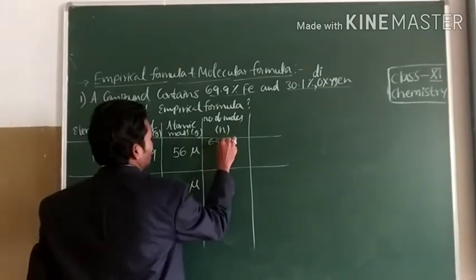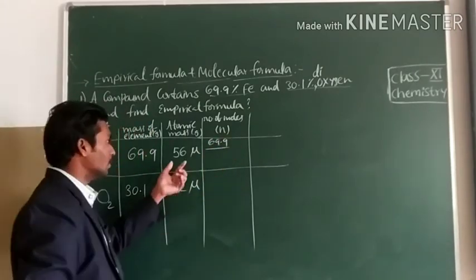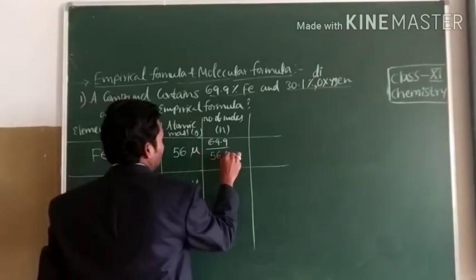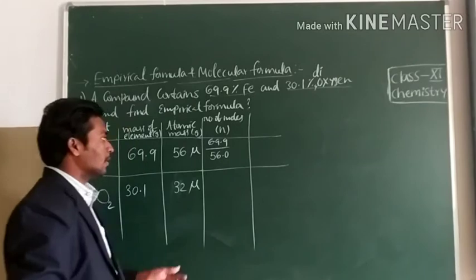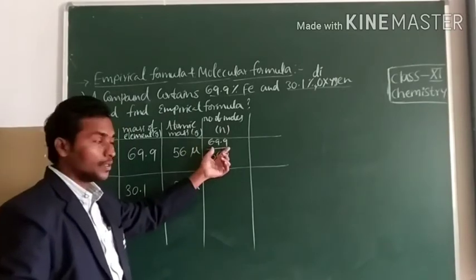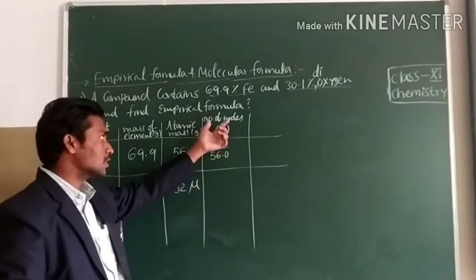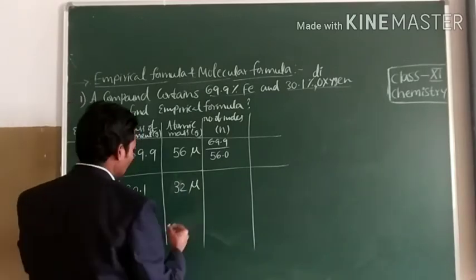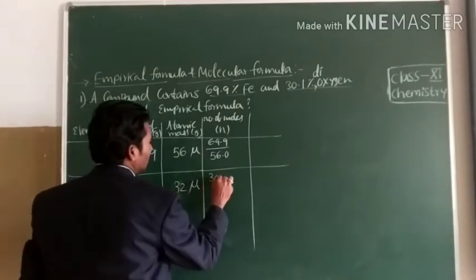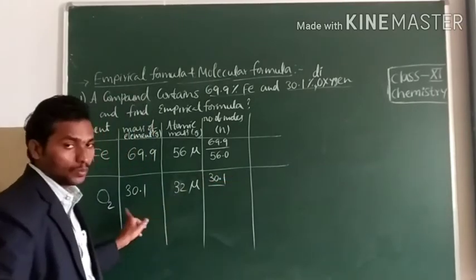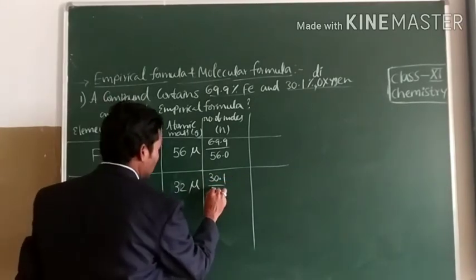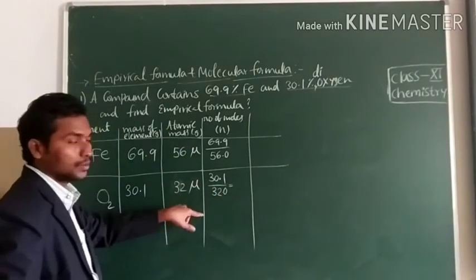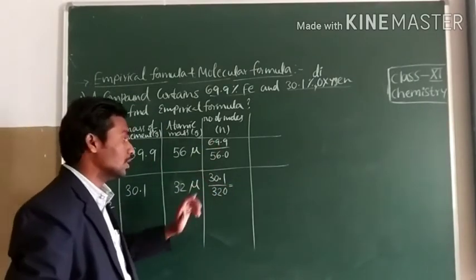69.9 divided by the atomic mass of iron, 56. If you divide the mass of the element by the atomic mass of the element, you get the number of moles of the element. Similarly, for oxygen, the mass of oxygen is 30.1 and the molecular mass of oxygen is 32.